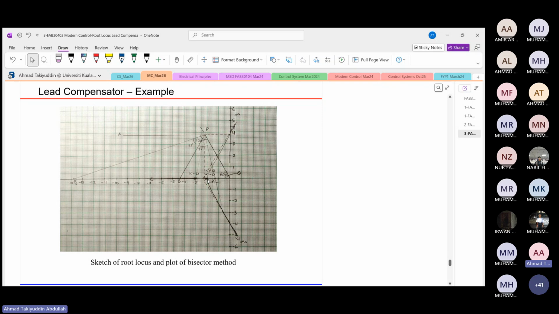There will be 2 poles that exist on this -2 point, and this -3 will be just another point for the poles.